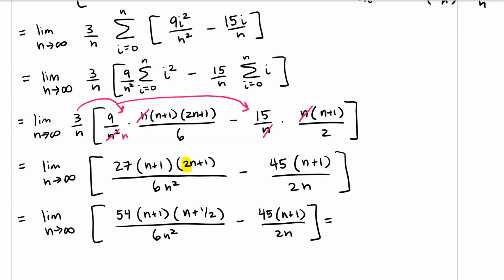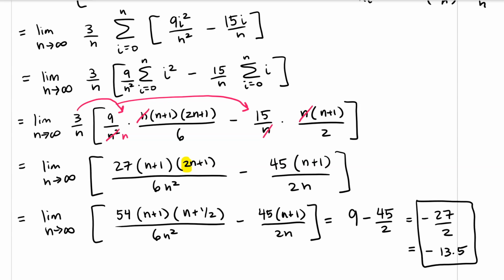And now let's just take the ratio of the leading coefficients. So let's see, 54 over 6 is 9 minus 45 over 2. And if you find a common denominator, this would be negative 27 over 2 or negative 13.5. Either of these are fine as a final answer.